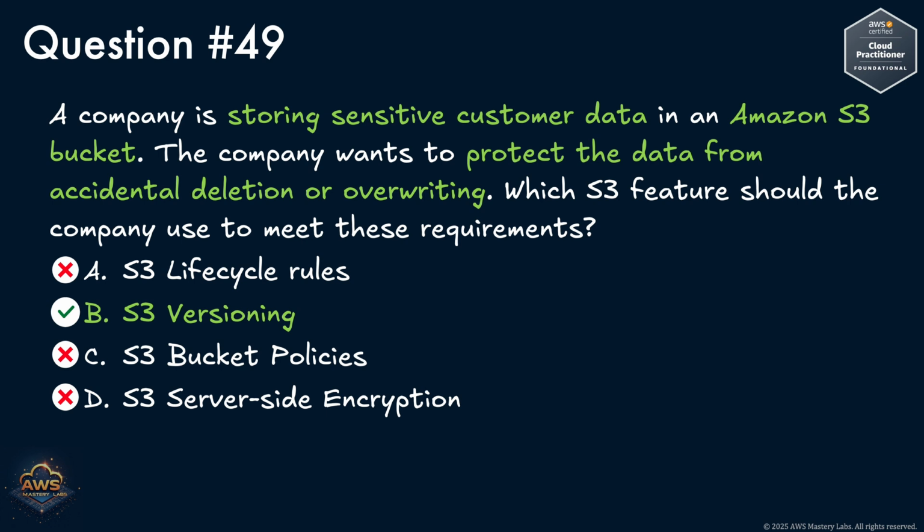Option B, S3 versioning. S3 versioning is designed to protect data against accidental deletion or overwrites. When versioning is enabled on a bucket, every object modification results in a new version, and deleted objects can be recovered by retrieving a previous version. Even if a user deletes or overwrites a file, older versions remain accessible unless explicitly removed. This makes S3 versioning the best fit for maintaining data integrity and ensuring recoverability of sensitive customer data. Correct, because it provides full protection against accidental deletion or overwrite by keeping all object versions.